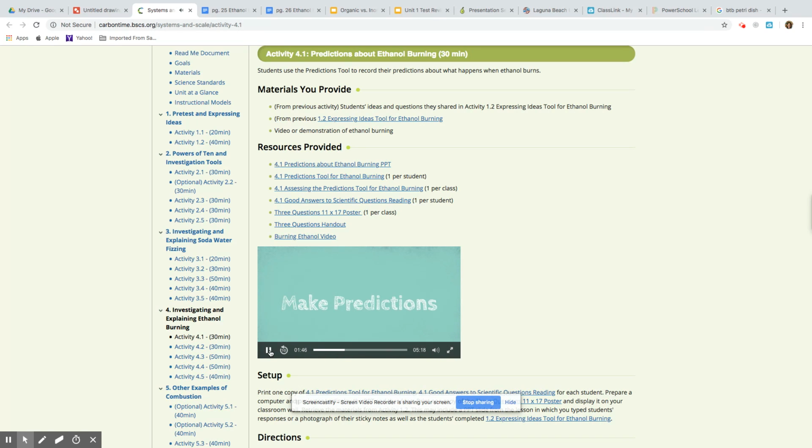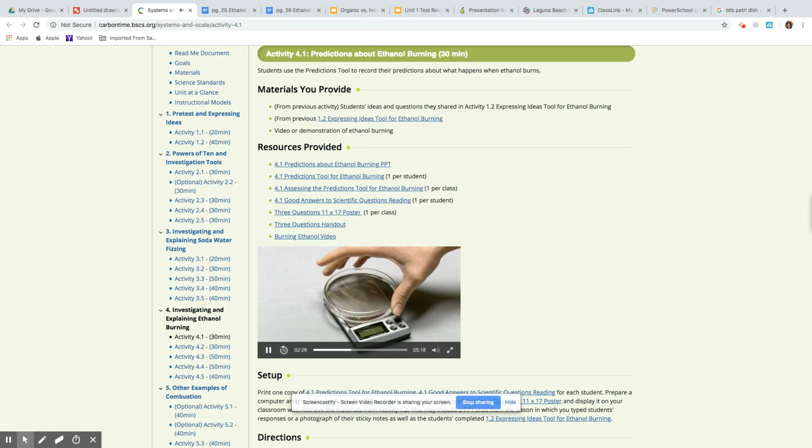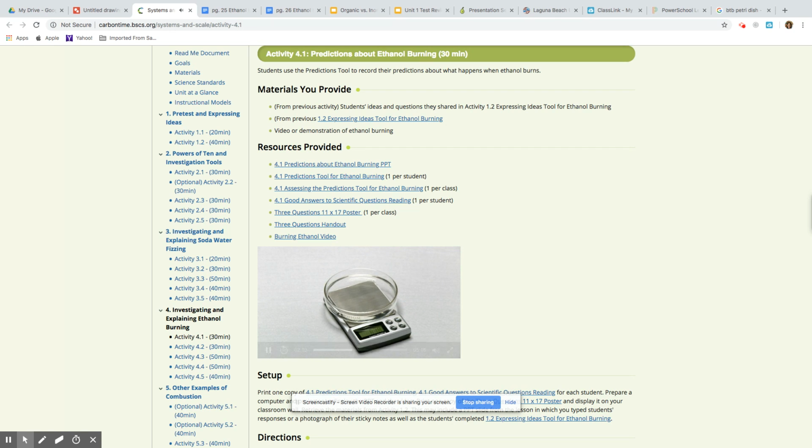Okay, first let's make some predictions. The predictions should be based on our answers to the three questions. The movement question. Where are atoms moving? The carbon question. What is happening to the carbon atoms? And the energy question. What changes in energy are taking place? So, we can use the scale to detect any mass changes. If we make some accurate predictions about changes in mass, that'll help us answer the movement question. Because if there's a mass change, then that means atoms are going from one place to another.